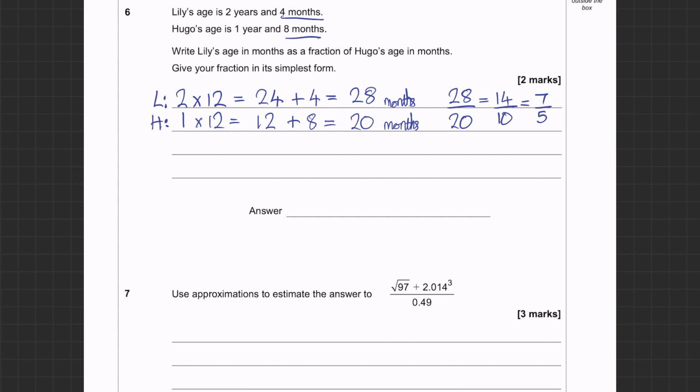Both 7 and 5 are prime numbers, so we can't simplify that anymore, so our answer must be 7 over 5. If you prefer, you can leave this as a mixed number, which would be 1 and 2/5.